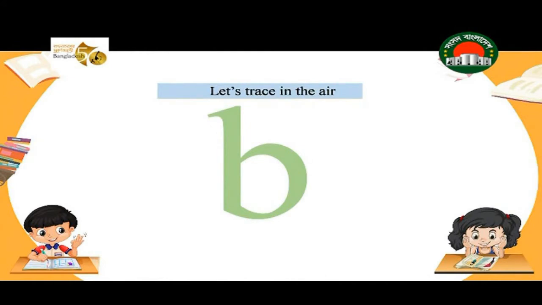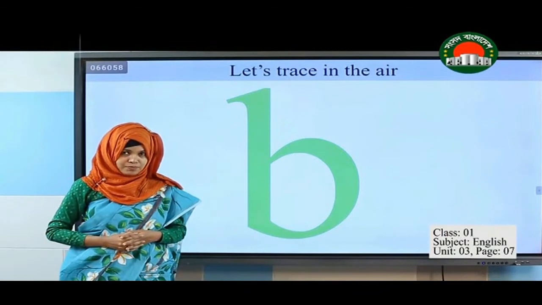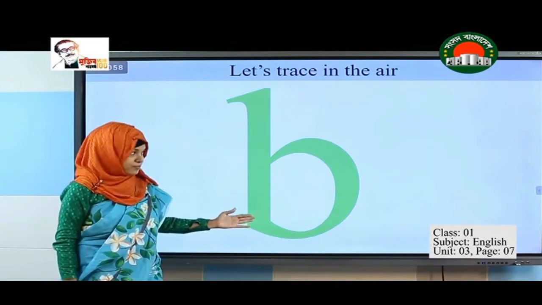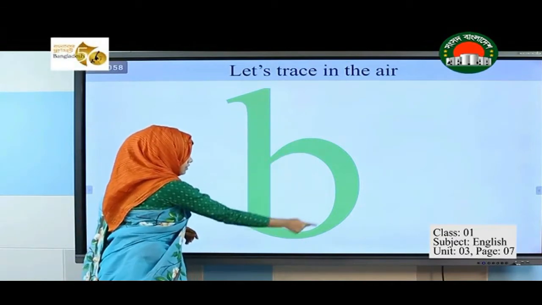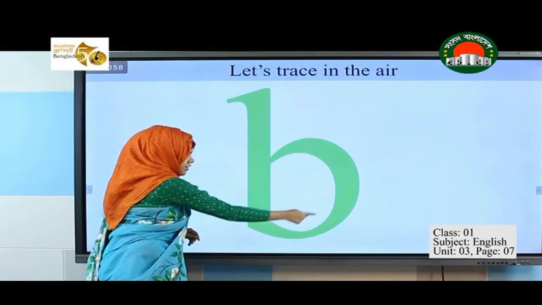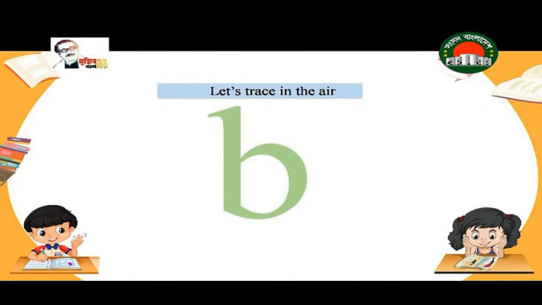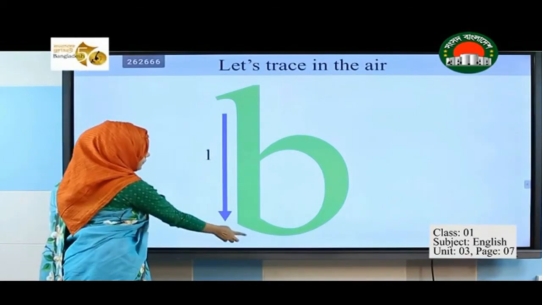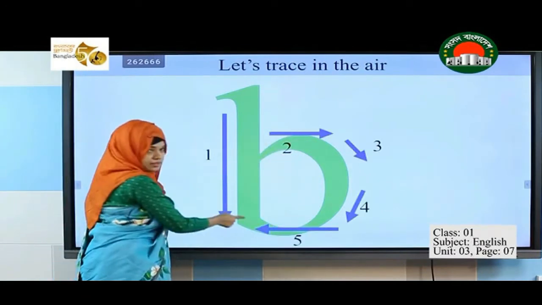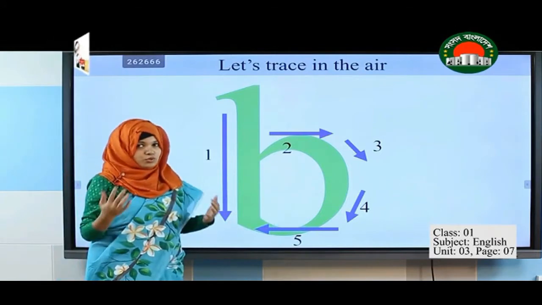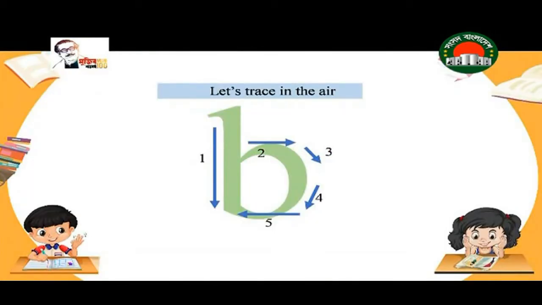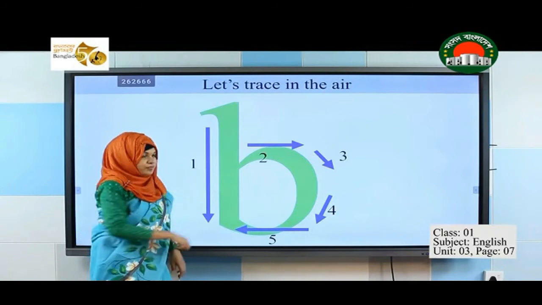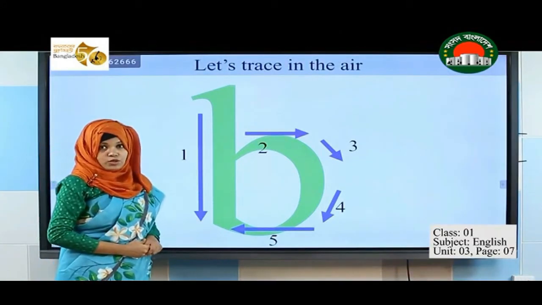Now, let's practice writing it. How can we write the letter B? At first, look at me. Down, half circle. Dear students, let's read again. Down, half circle. Now, see the indicator. Down, half circle. Okay, so how can we write B? Down, half circle. Right? Now, do it again with me. Down, half circle. Okay, let's go next.